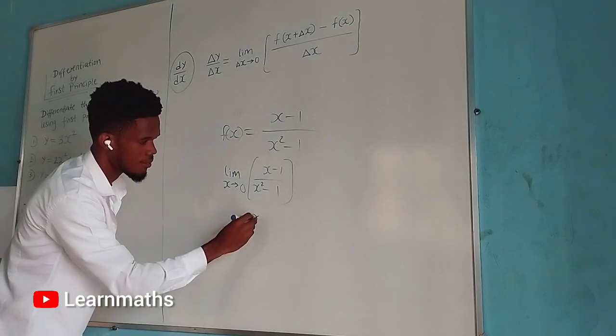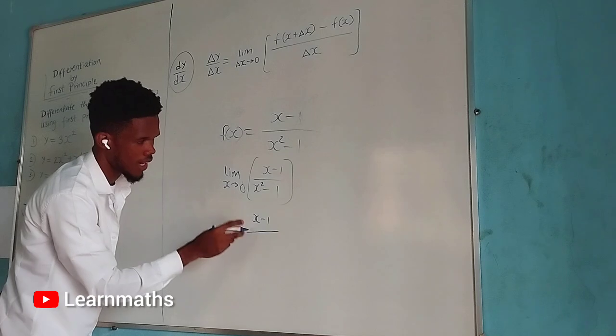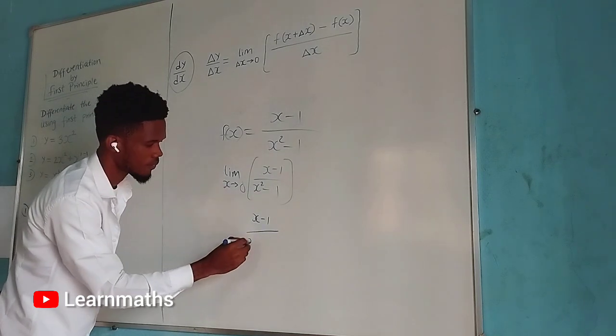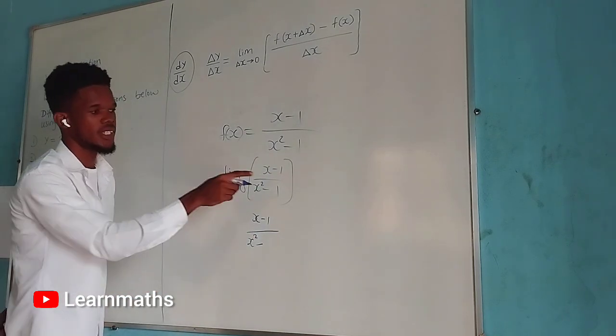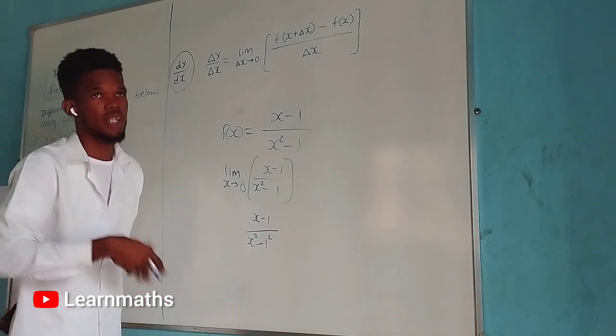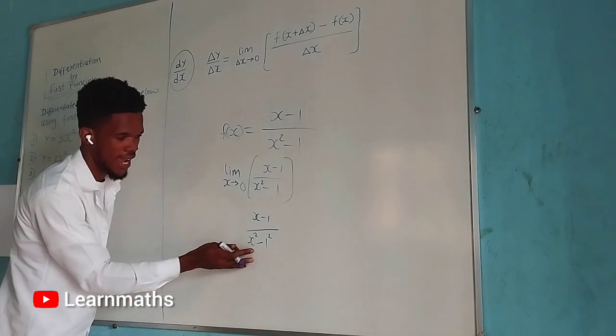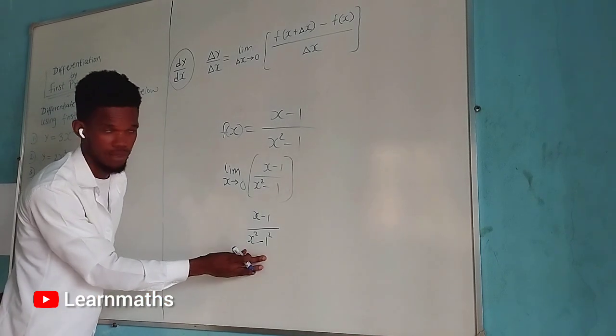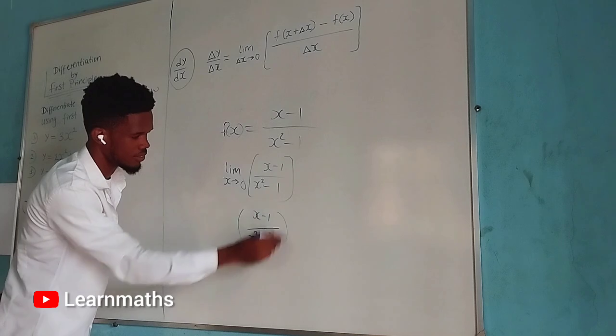Now this is x minus 1 over x squared minus, you see 1 here is actually the same thing as 1 squared. You know 1 times 1 is still 1. So now I have a difference of two squares at the denominator here.